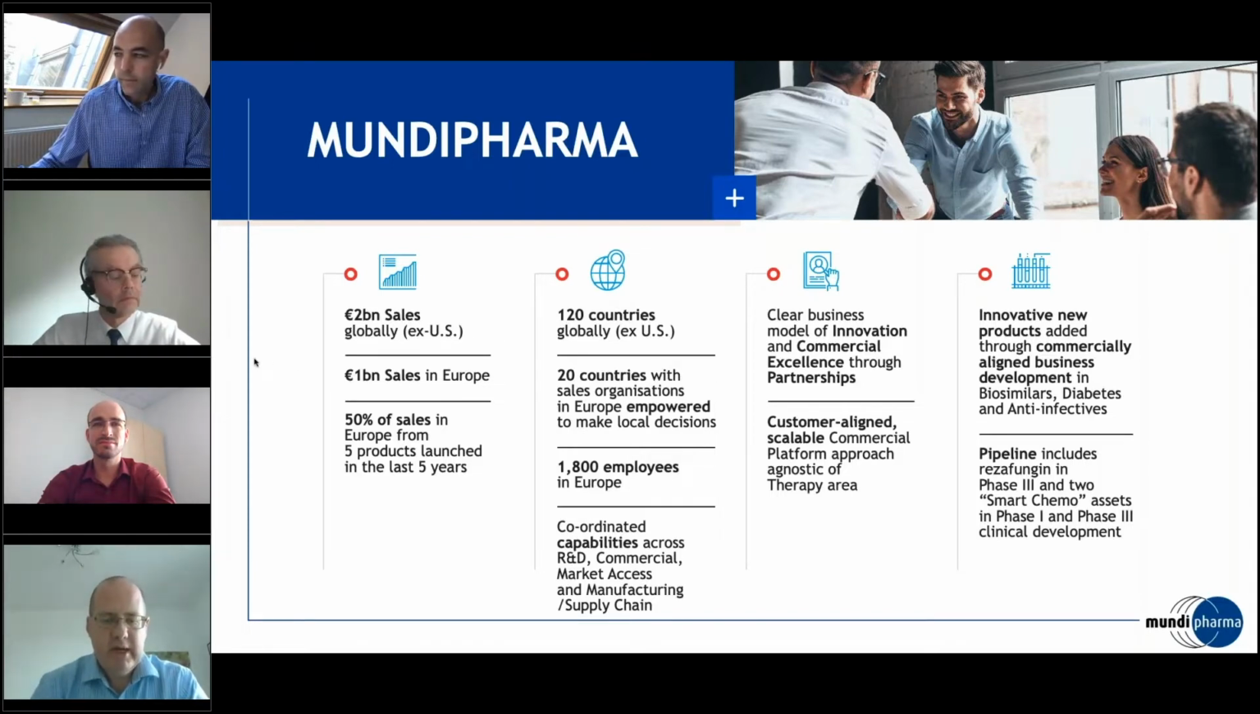What I propose to do today, having introduced you to Mundipharma, is to talk about the role of alliance management in our organization. We're quite a small group. The structure is very delimited, very delineated. There are just 8 of us as part of the business development and strategic partnerships organization.